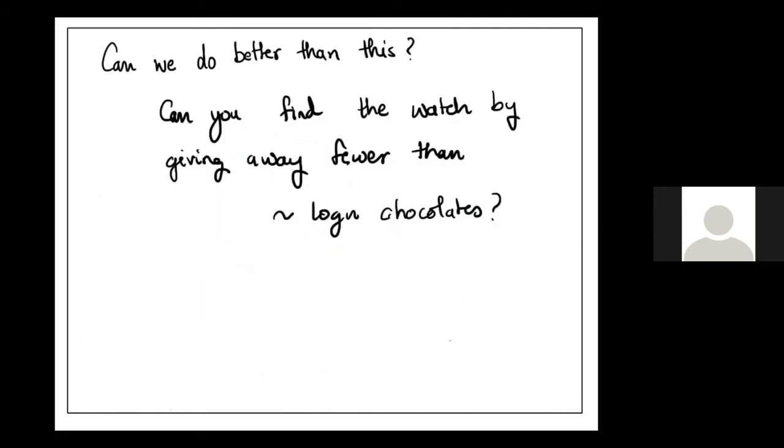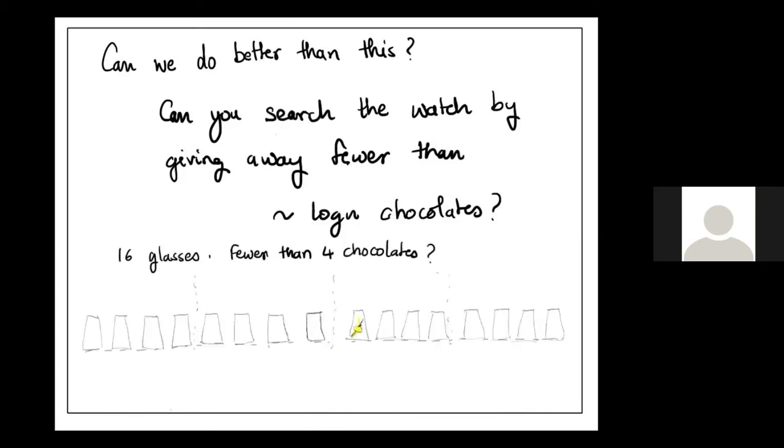Now the next natural question would be, why do I even need to give log 100 chocolates to my little brother? As an elder sibling, I am obviously trying to save my chocolates. So the next question would be, can I do this in fewer than log n chocolates? And here is one example placement of the watch that tells you that, at least with respect to this strategy that Nikita and Vanshika suggested, it's not possible. In this example, you will see there are 16 glasses.